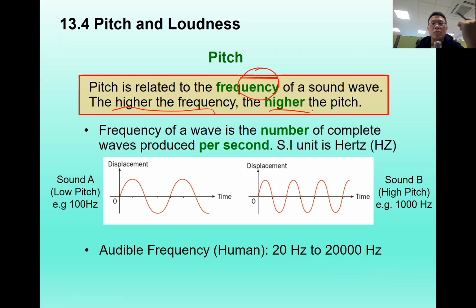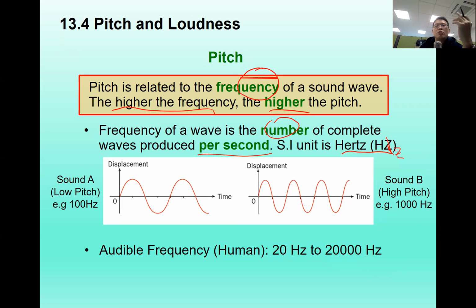And how do we define frequency? In chapter 11, we looked at transverse waves. When you look at waves in general, frequency is defined as the number of waves in 1 second. We have a unit we know as hertz, Hz. This should be a small z.